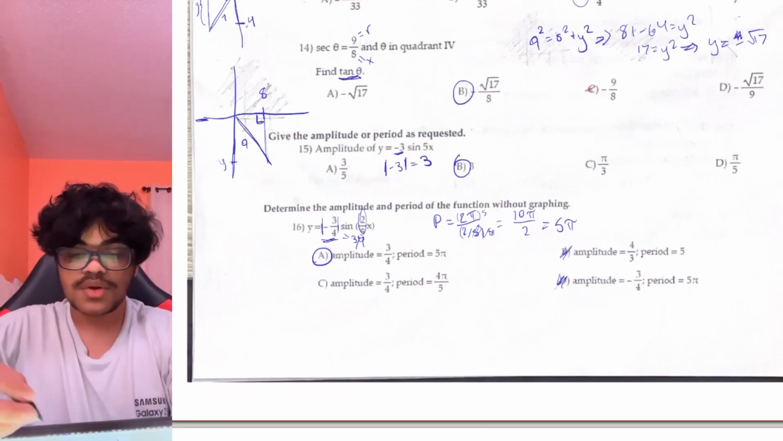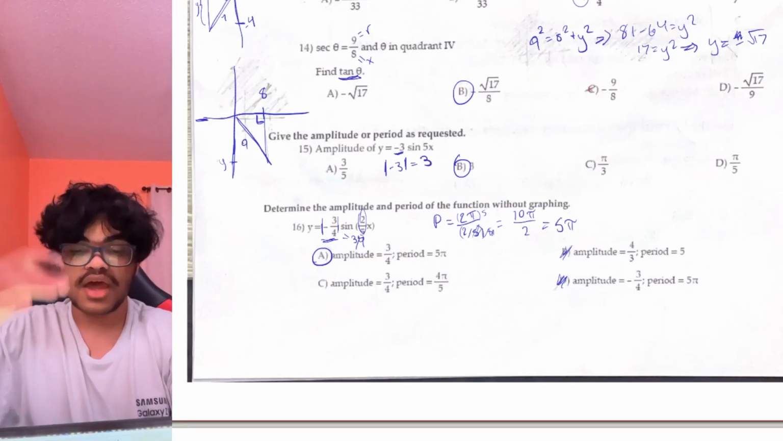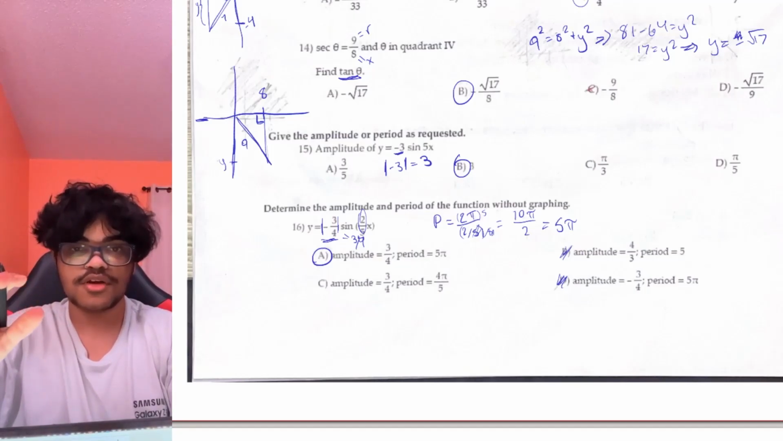I know I kind of rushed through that one, so I'll just go back through it. The period is going to be this number multiplied by x. You'll do 2 pi over that number, and it has to be the absolute value of the number. I almost forgot that, that's crucial.